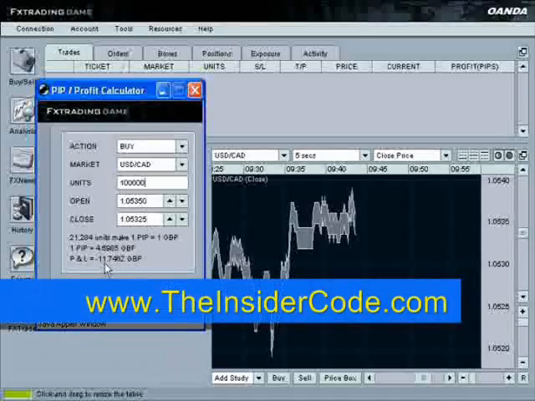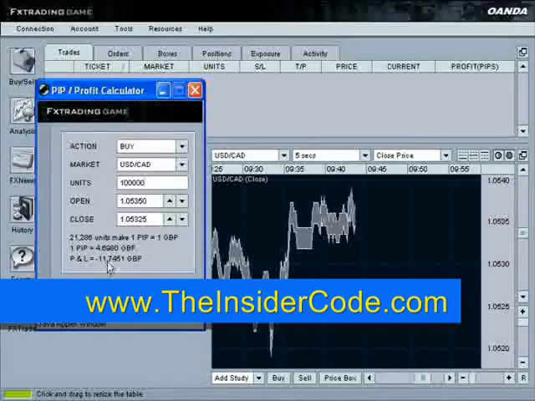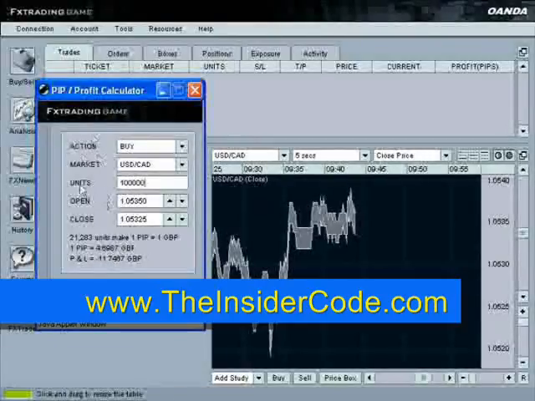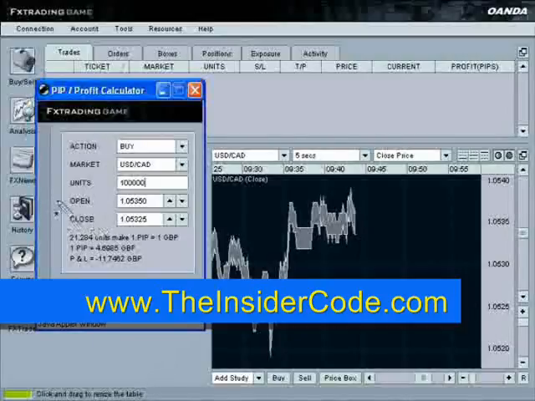would be 11 pounds. Okay? So if you're trying to figure out how to make it work, how to get the trades working, this is the way to do it. You can calculate all of this ahead of time. It's very, very useful. And also, here you can see 21,284 units make 1 pip equal 1 pound.